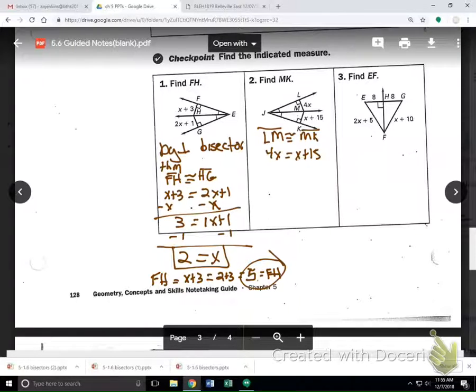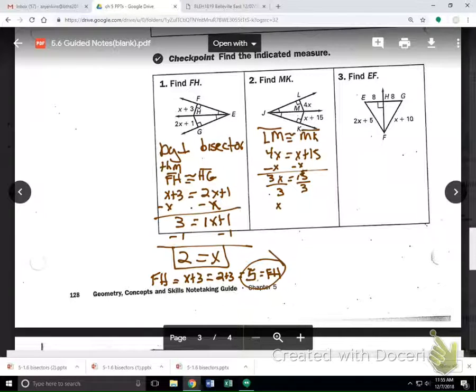How do I get my x to the other side? We're going to subtract it because it's having addition right now. So the inverse of addition is subtraction. So I end up with 3x equals 15. Now, in an equation, how do I get x by itself? We divide. So 15 divided by 3.